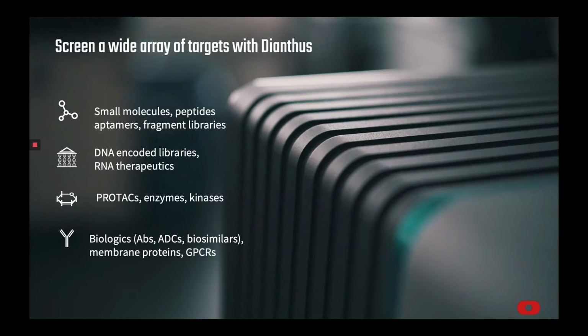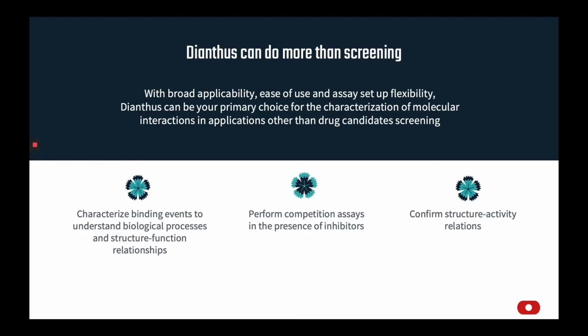Our users have also looked at DNA-encoded libraries as well as many RNA therapeutics. Our Dianthus users have also used the system to examine PROTACs, various enzymes, and a series of different kinases. And of course, many of them are using them to look at biologics, particularly monoclonal antibodies, ADCs, and biosimilars, as well as other large protein complexes, including membrane proteins and GPCRs, to look at protein-protein interactions.